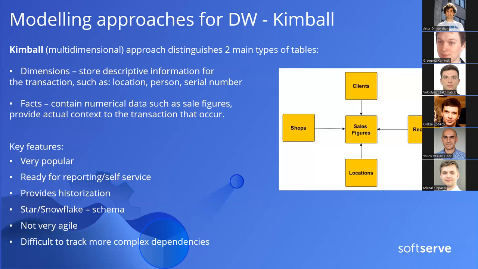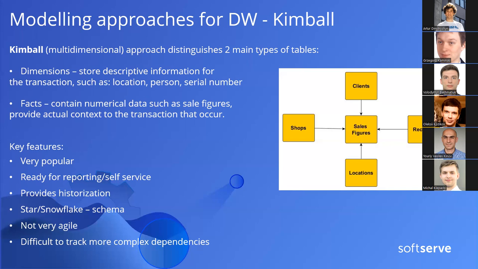Of course, it provides historization, and can be implemented in various types. One is very simple, it's just one picture, right? We have one fact table surrounded by dimensions, and if we want to add some more complexity to the model, we create, and this is called star, yes? And if we want to add more complexity, we will call it snowflake. It may be, for instance, a different location hierarchy, right?